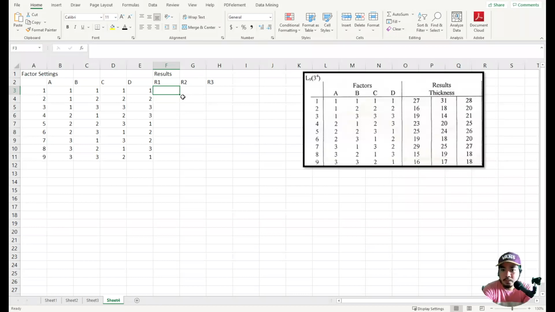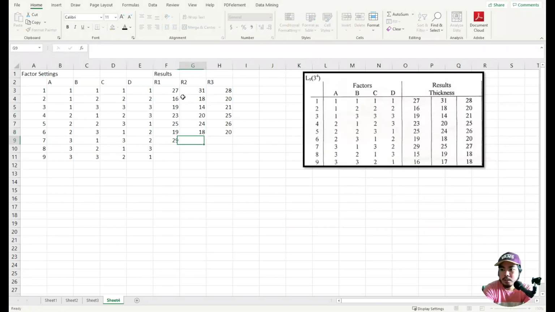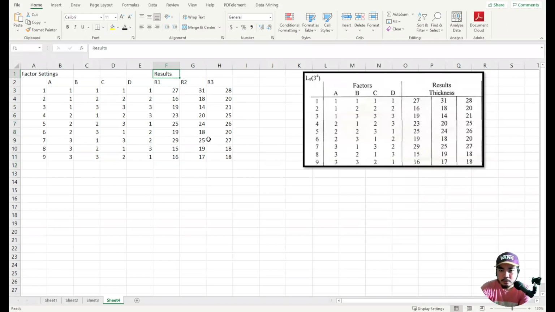Now, we add the values: 27, 31, 28, 16, 18, 20, 19, 14, 21, 23, 20, 25, 25, 24, 26, 19, 18, and 20, 29, 25, and 27, 15, 19, and 18, lastly 16, 17, and 18. Okay, so we have a table now.